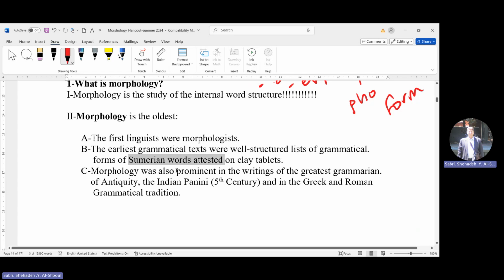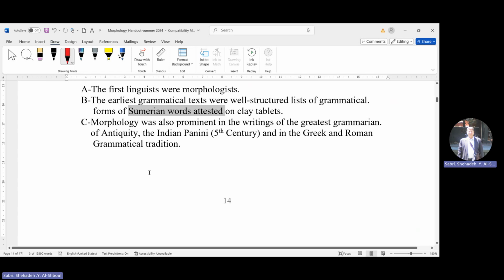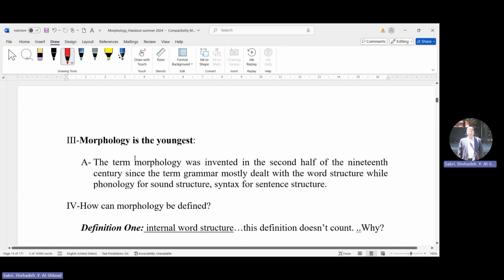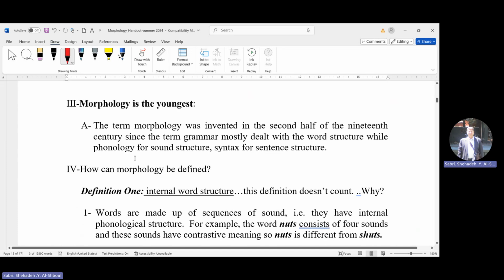So the first Sumerian tablets used to display different word forms, and these word forms were put in lists of grammatical forms depending upon their shape. Also, morphology was prominent and important in the writings of the greatest grammarians of antiquity, like the Indian Panini in the 5th century, and also in the Greek, Roman grammatical, and also Arabic grammatical tradition.